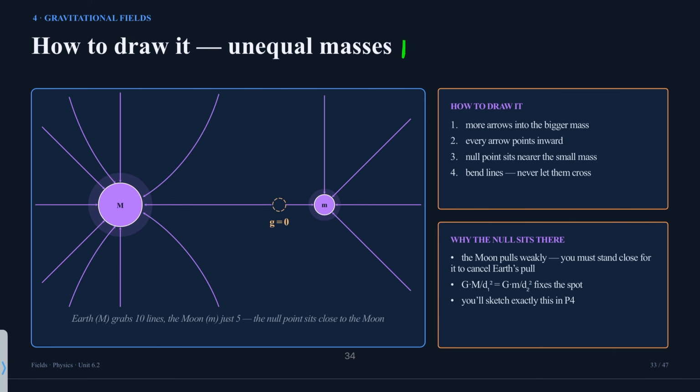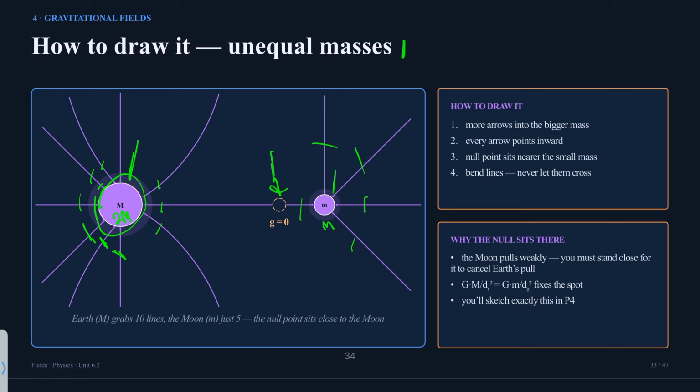Okay? So if you had a big M and you had a small m, similarly, you'd have to multiply the lines by 2. So here, 1, 2, 3, 4, 5 lines. So 1, 2, 3, 4, 5, 6, 7, 8, 9, 10. Because this mass is, we can say it's twice as large. Okay? So that's why the null point would be closer to this mass, because this mass has a larger mass to pull with.